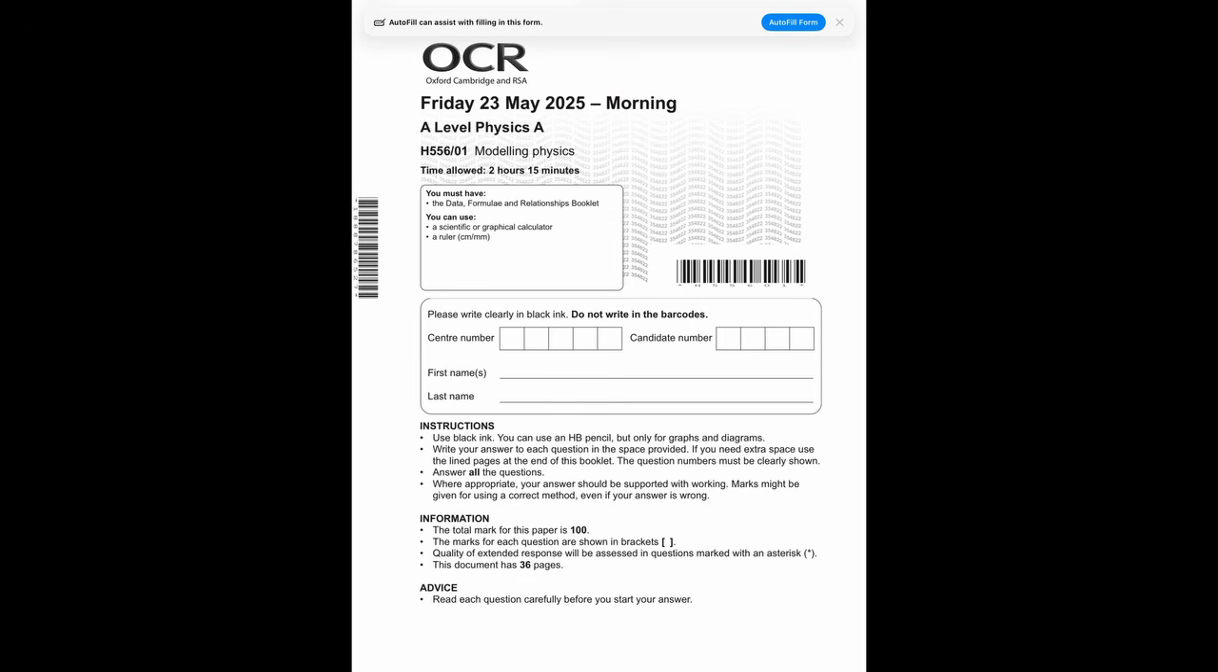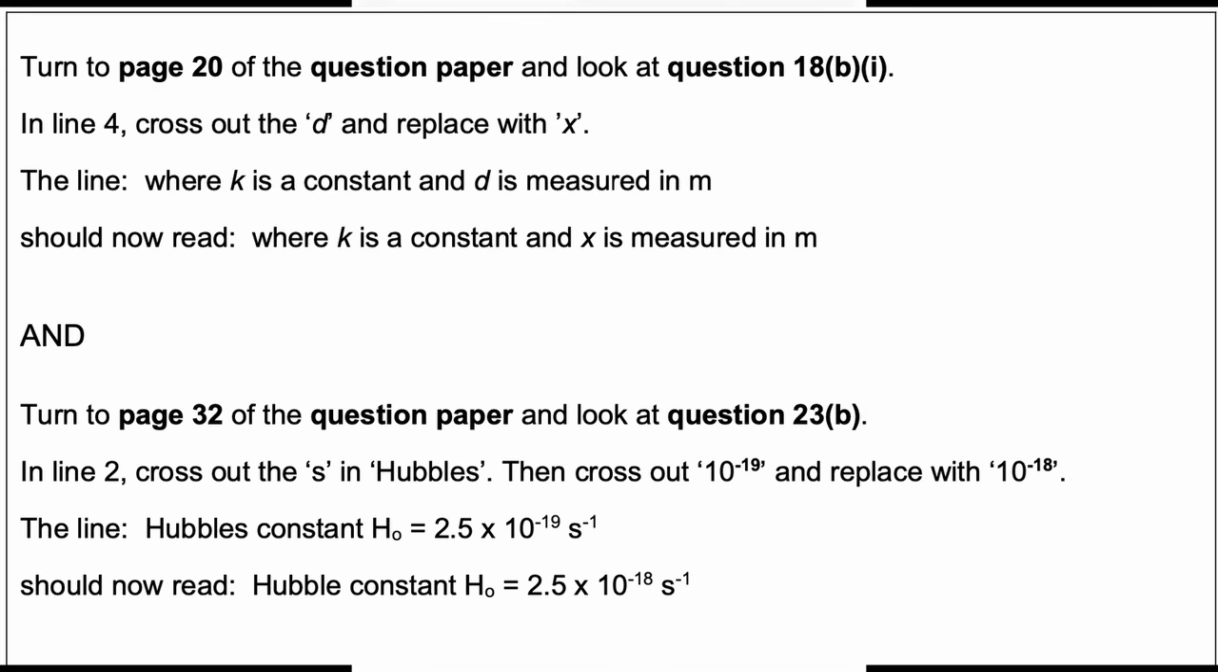I'm just going to go like this, one sec. And that's the erratum notice up there for you. So just pause it, have a look at that, and make the amendments on the paper first. And then we can move on. Okay, I'll get rid of it now, I suppose.